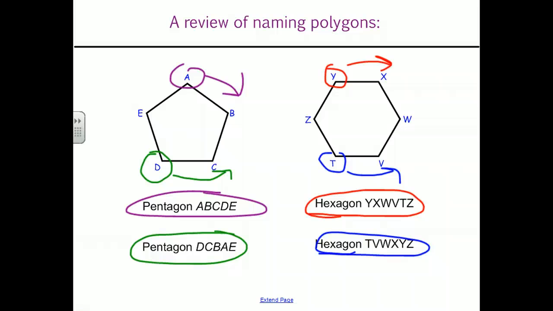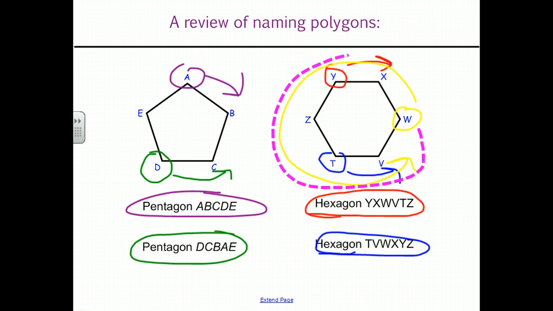Well, there are actually a lot of different names we can give this polygon. The pentagon itself has 10 different names. We've given 2, and the hexagon has 12 different names. We've given 2. I'm not going to go through all of them, but double check that whatever point you started with, you have chosen a direction, either clockwise or counterclockwise, and you have named the vertices as you have come to them. So if you started with W, for example, you would go W, X, Y, Z, T, V, or if you went the other way, W, V, T, Z, Y, X.